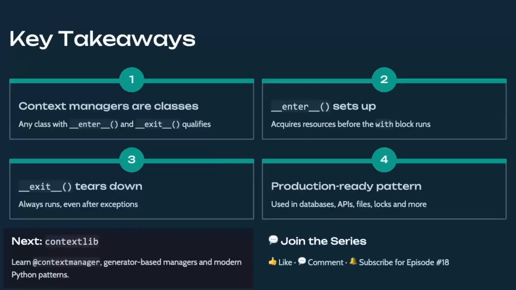Now, let's quickly recap. Context managers are simply classes that implement the enter and exit Dunder methods. The enter Dunder method performs setup and the exit Dunder method performs cleanup. Python automatically calls both methods when using a with statement. Most importantly, the exit Dunder method runs even when an exception occurs. That's why context managers are considered a production grade resource management pattern. You'll find them everywhere, from databases to APIs, file locks, backend systems, etc.